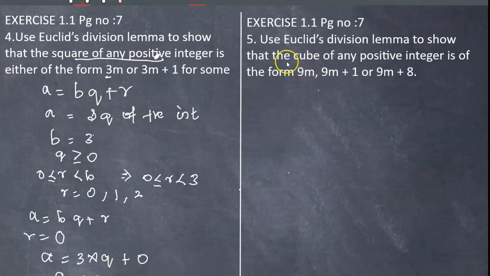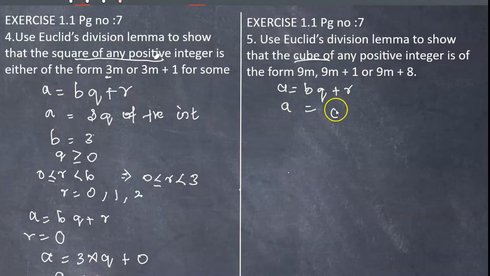Now for this sum, the steps will be the same. So you use Euclid's division lemma to show that the cube of any positive integer. So here we are going to find the cube of any positive integer is in the form of 9m plus 1 or 9m plus 8. So let's start with the formula. A equals bq plus r. So a value is equal to the cube of any positive integer, and b is 3. Since it is Euclid's division lemma, we are just taking b as 3.